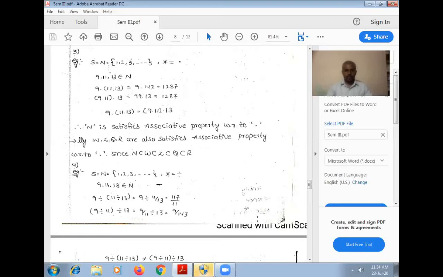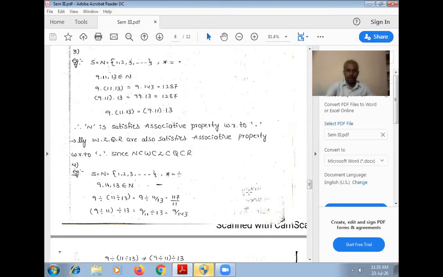After that, (9 divide 11) divide 13 equals 9 by 11 divided by 13, which is 9 by 143. So both are not the same numbers. The LHS value is 9 by 11 divided by 13, and the RHS value is 9 by 143. So both are different values. So LHS is not equal to RHS. So N does not satisfy the associative property with respect to divide.